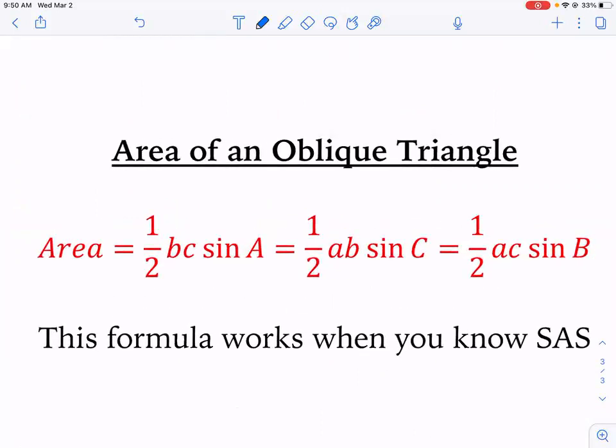If we know side angle side, then we can find the area of a triangle, an oblique triangle, by taking 1/2 side times side times the sine of the angle in between. You can write all three formulas down, or you can just write one of them down and be able to apply it to the different side angle sides. Okay.